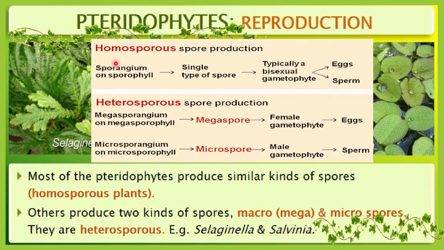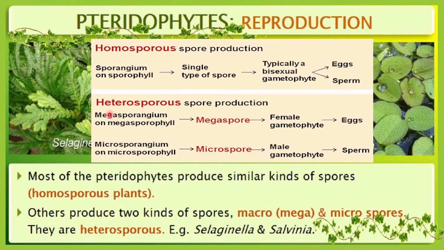So what is homosporous spore production? Here only one kind of sporangium will be there. On the sporophyll, there is no differentiation between microsporangium or megasporangium, because both are similar in size, shape and look. That's why they will just form a single type of spore, as I told you. Typically a bisexual gametophyte forms here, and both will produce eggs and sperms. Both will look similar. Such plants are considered as homosporous spore production in the plant.